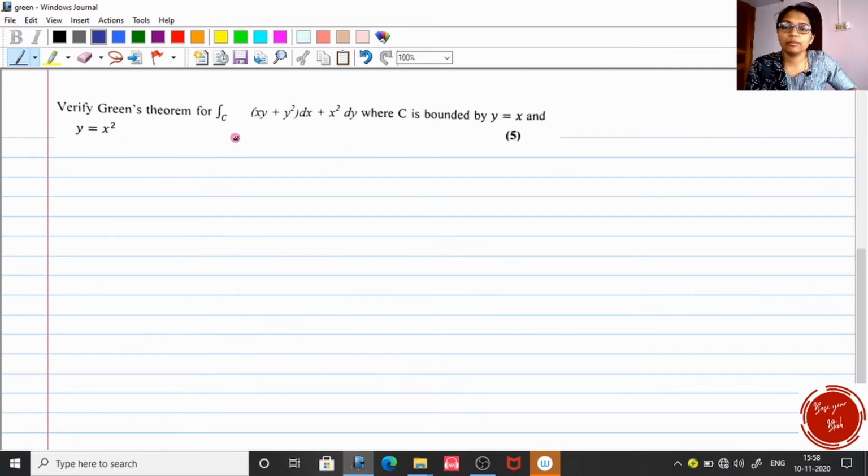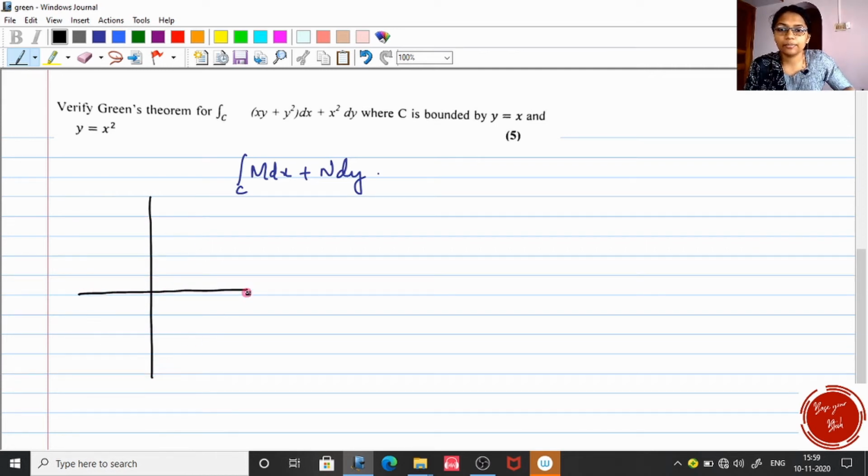Verify Green's theorem for the line integral over C of (xy plus y²) dx plus x² dy. This is of course in the form of the integral over C of M dx plus N dy, isn't it? Where C is the region bounded by y equal to x and y equal to x². So let's start by drawing an xy coordinate system. The curves are y equal to x and y equal to x², which means this is a line and here is a parabola.